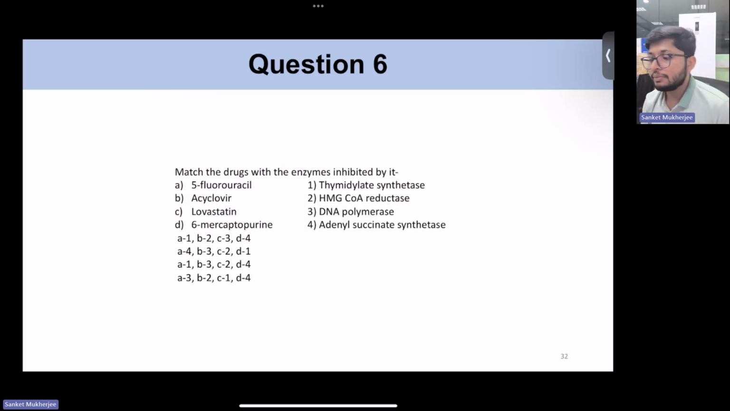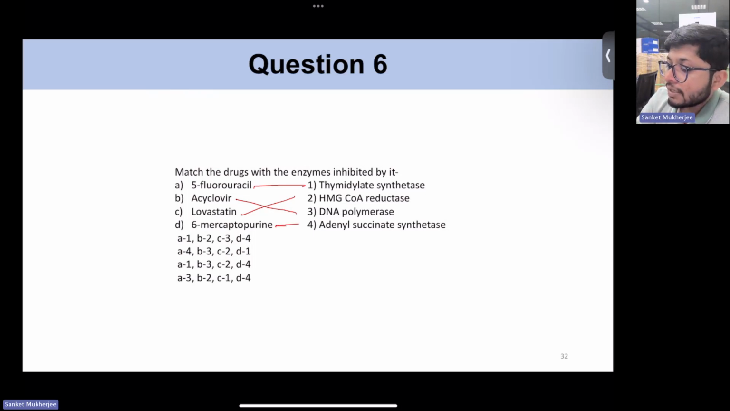Match the drug with their enzyme inhibited. So 5-fluorouracil will inhibit thymidylate synthetase. Acyclovir will actually inhibit DNA polymerase. Lovastatin will inhibit HMG-CoA reductase, and 6-mercaptopurine will inhibit adenylosuccinate synthetase. So that's the code. So A1, B3, C2, and D4.